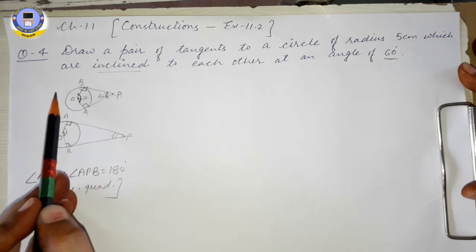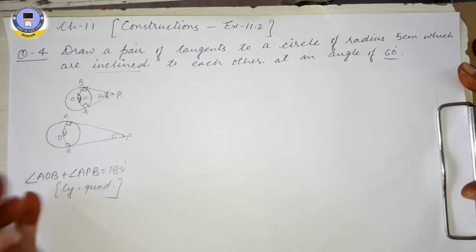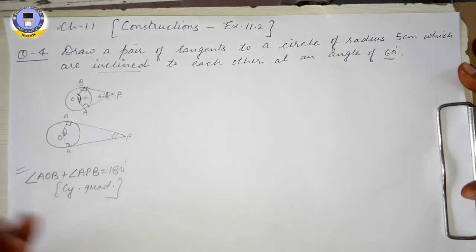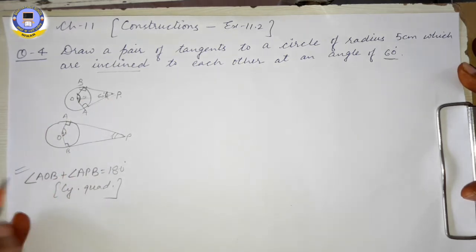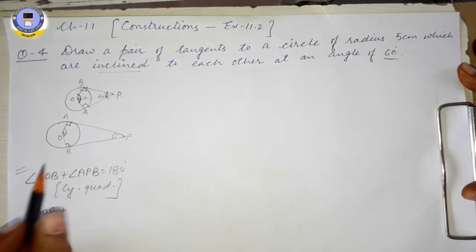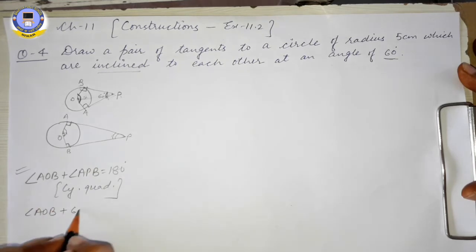But there is no need to do so long because already in chapter 10 we had studied this concept that their sum is equal to 180 degree. So directly we can go with that concept. Now find angle AOB. Angle AOB plus angle APB, which is already 60 degree, keep the value 60 degree, is equal to 180 degree.